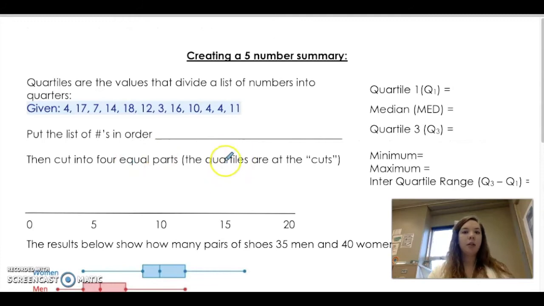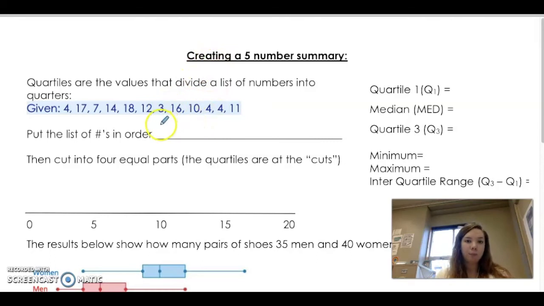All right, last page for today. We're going to talk about how you can take a list of data and actually make the box plot yourself instead of just analyzing it. So first thing we have to do always on these is put our data in order. And I highly suggest you cross things off as you go. It helps you keep track.